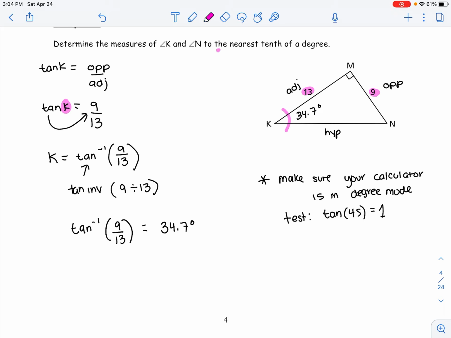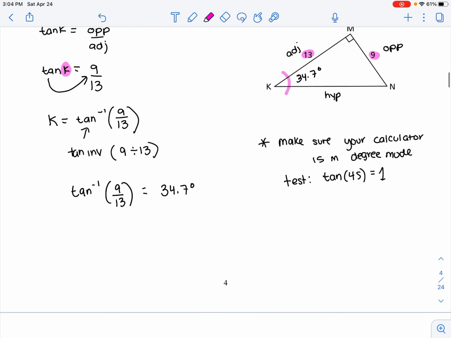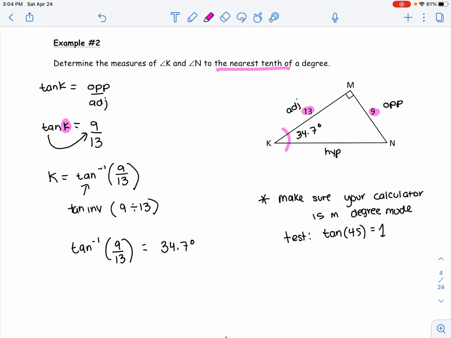It says to round to the nearest tenth of a degree, which is rounded to 1 decimal place. Okay, so we also know that on a triangle, whenever you have that little square, that's actually 90 degrees. So every square little piece should always be 90 degrees. We have to find angle N.